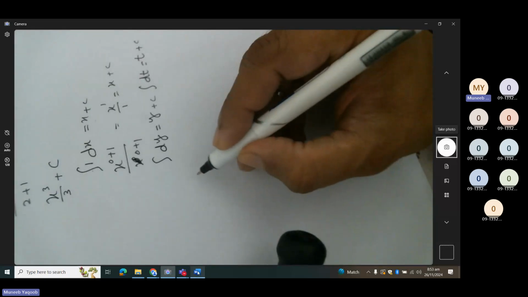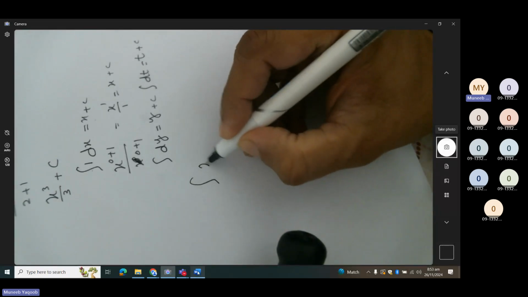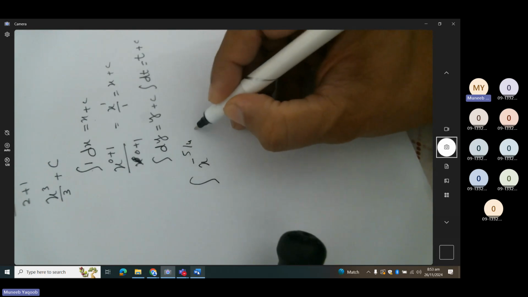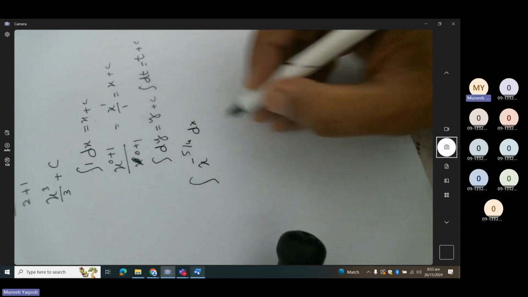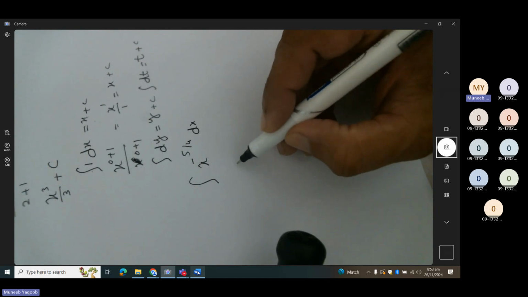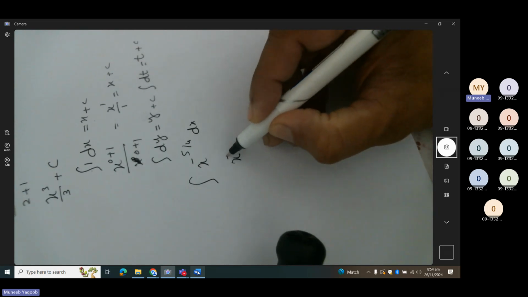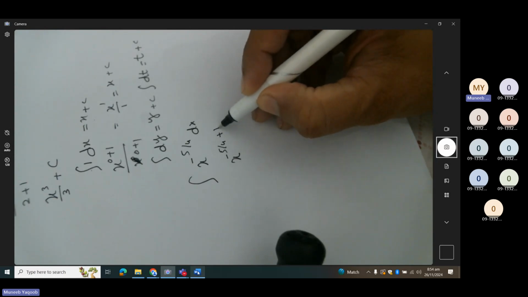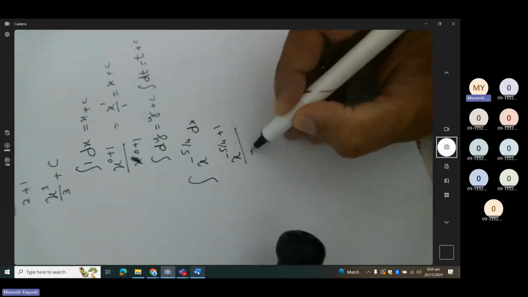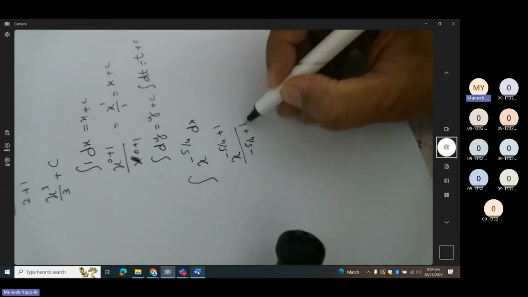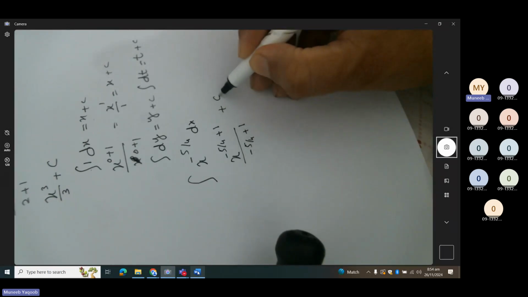Again, taking this integration of x power minus 5 upon 4 dx. So how will we integrate? Again, we will add 1 to the power, so it will become x power minus 5 upon 4 plus 1, whole divided by minus 5 upon 4 plus 1, plus constant of integration.